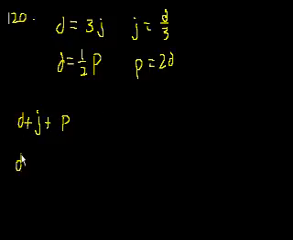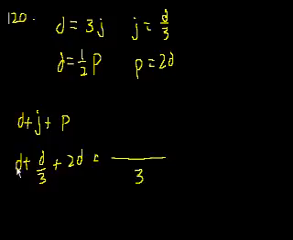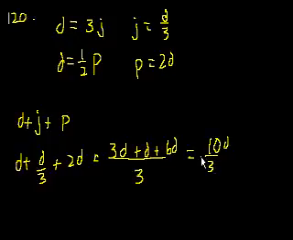So this turns into D plus J, which is D over 3, plus P, which is 2D. Let's find a common denominator, 3. 1D is the same thing as 3D over 3. D over 3 is still just D over 3. 2D is the same thing as 6D over 3. 3D plus D plus 6D is 10D. 10D over 3, or 10/3 D. And that's choice C.